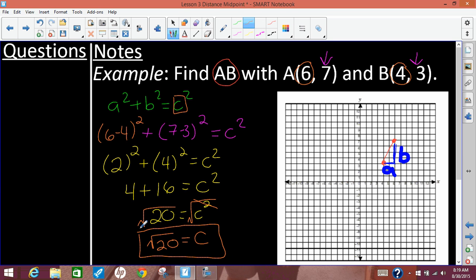And we can leave it like that. That square root can be simplified, and we can talk about that later. Also, sometimes we'll ask for a decimal. We can put that into the calculator and round to the appropriate number. But right now, that's good enough for me. That means that the length of segment AB is the square root of 20 long.